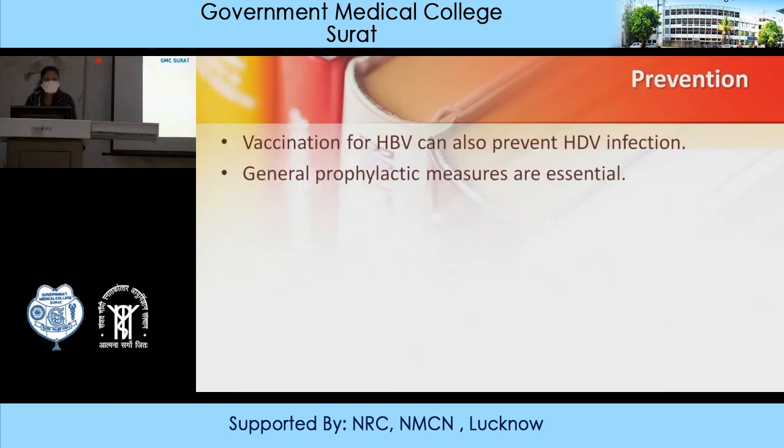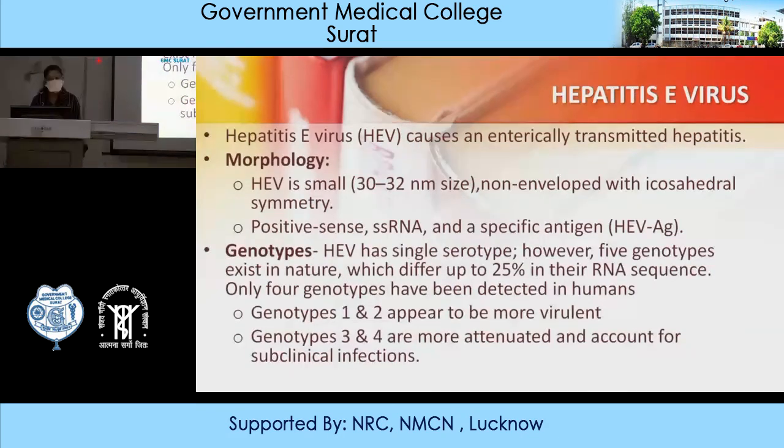Coming to the prevention, vaccination for hepatitis B can also prevent hepatitis D virus infection. General prophylactic measures are essential for the prevention. Coming to the hepatitis E virus, hepatitis E virus causes an enterically transmitted hepatitis. Morphology: HEV is small, non-enveloped with icosahedral symmetry, positive sense RNA and a specific antigen.